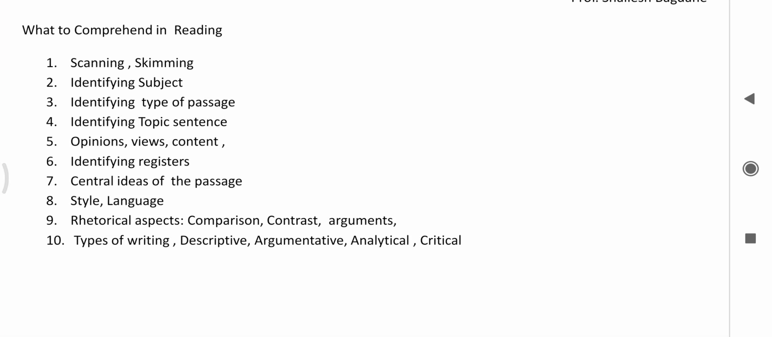Identifying the topic sentence. See, topic stands for the main idea, the central idea. Generally, it is the first sentence of the passage that gives us the central idea of the passage, and that is what you need to find out. So, it is the first so-called sentence that is generally accepted as the topic sentence. So, the topic sentence needs to be identified.